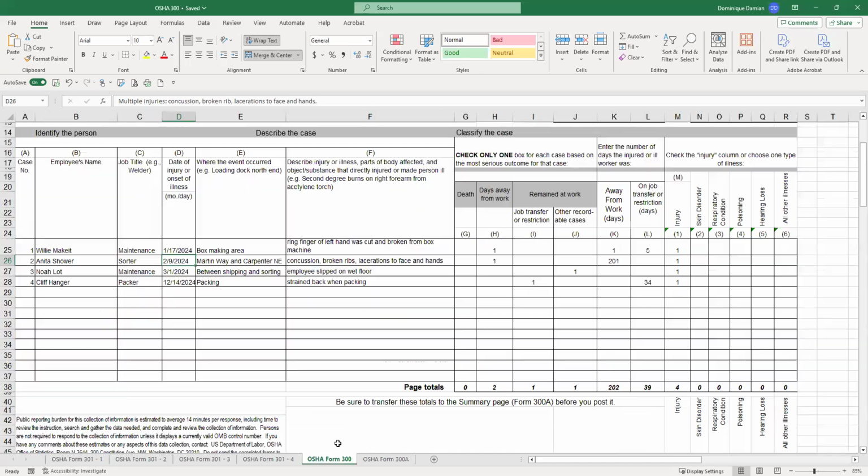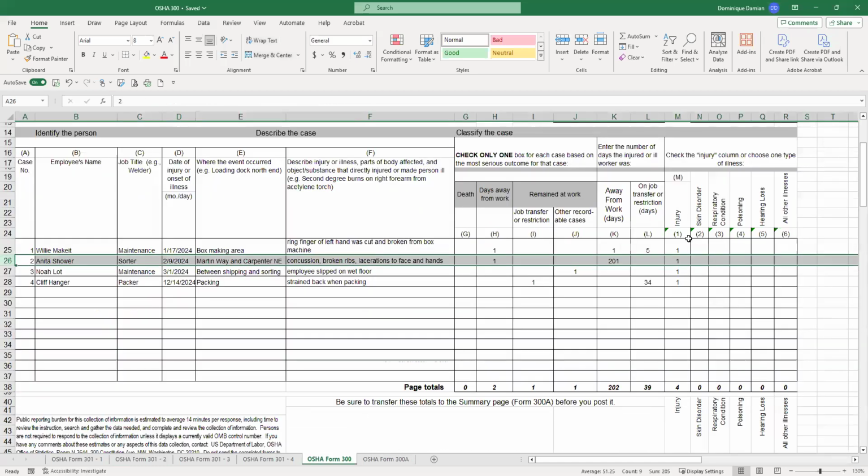I now have this on my form, but I have it as days away from work. She was able to come back to work once she was released. I've recorded how many days away she was. She was quite injured and was away from work for quite a long time. And we'll talk about that here in a second. And then I've recorded it as an injury.